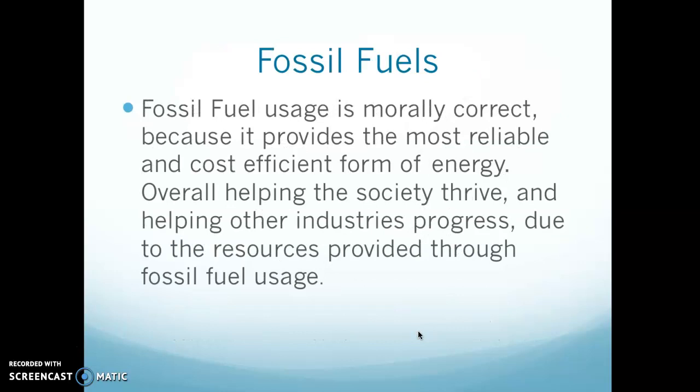Fossil fuels. Fossil fuel usage is morally correct because it provides the most reliable and cost-efficient form of energy. Overall, it helps society thrive and helps other industries progress due to the resources provided through fossil fuel usage.